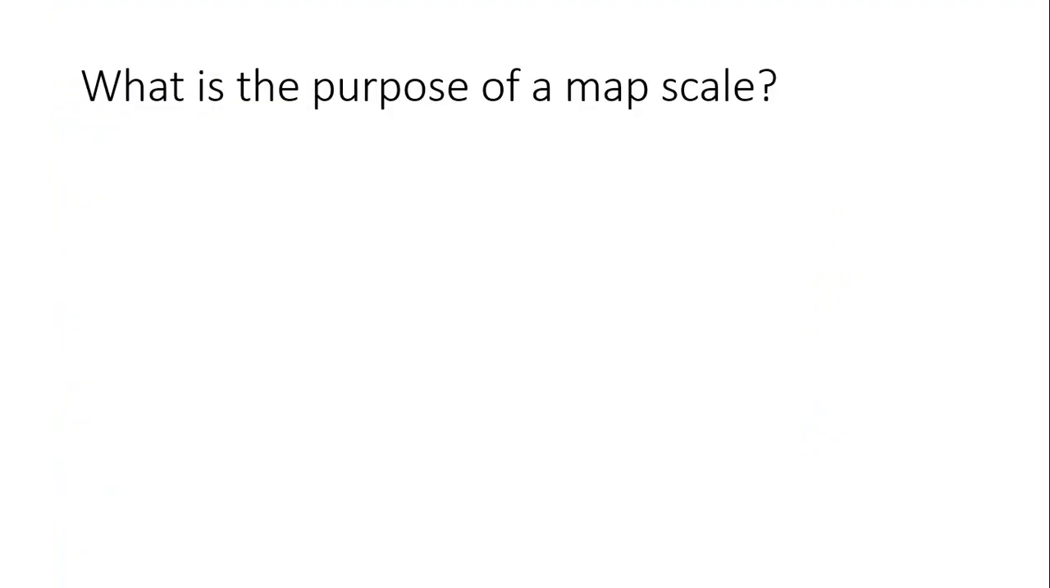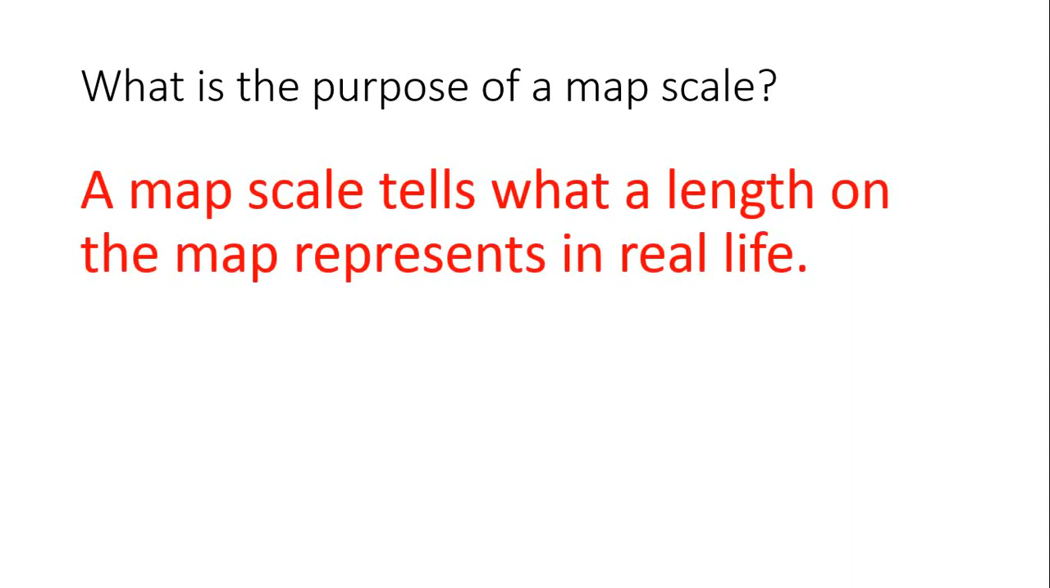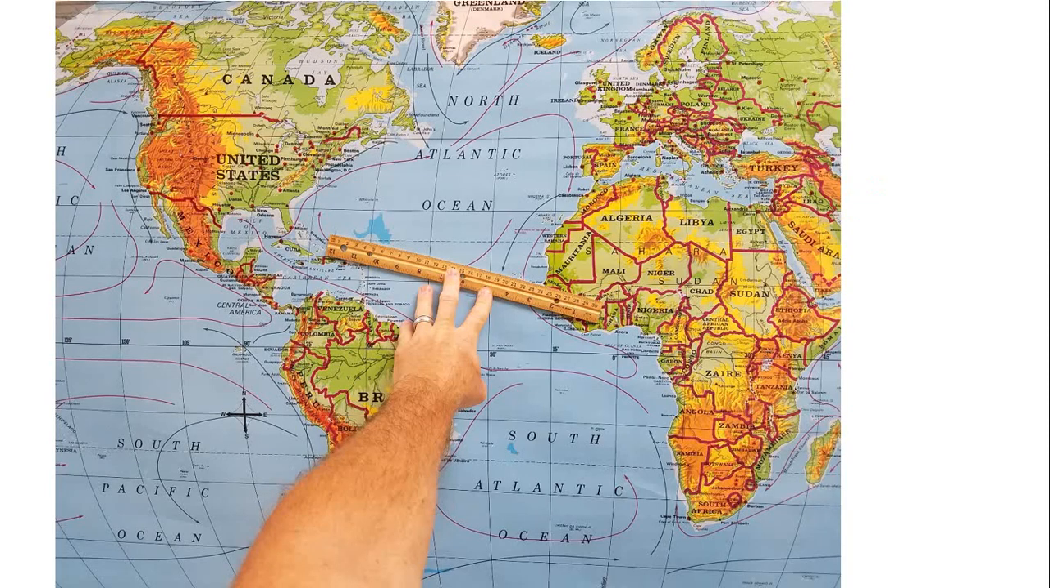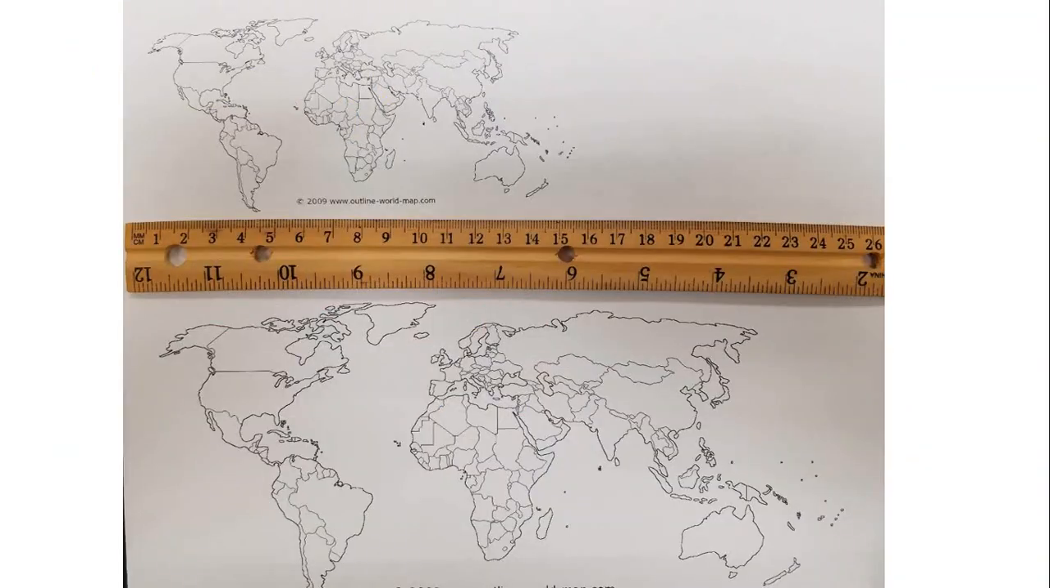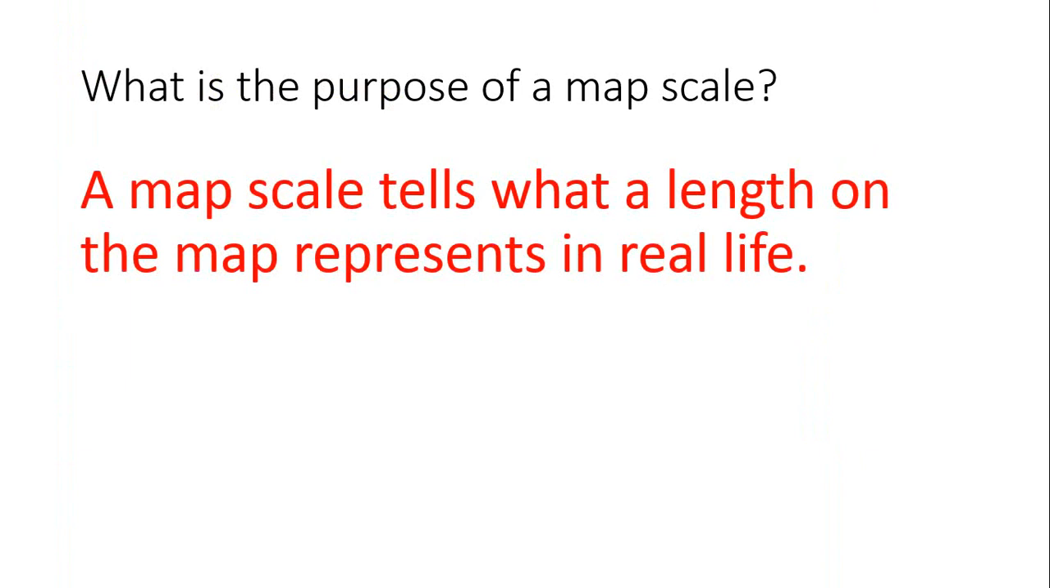The purpose of a map scale. This is why we've got to have it. It tells us what a length on the map, in other words on the piece of paper, represents in real life. A centimeter on this map is a different number of miles than a centimeter on this map. Well, in order to tell the distance between two places, we have to know what the scale is. It tells us that on this piece of paper, a centimeter is this many miles.